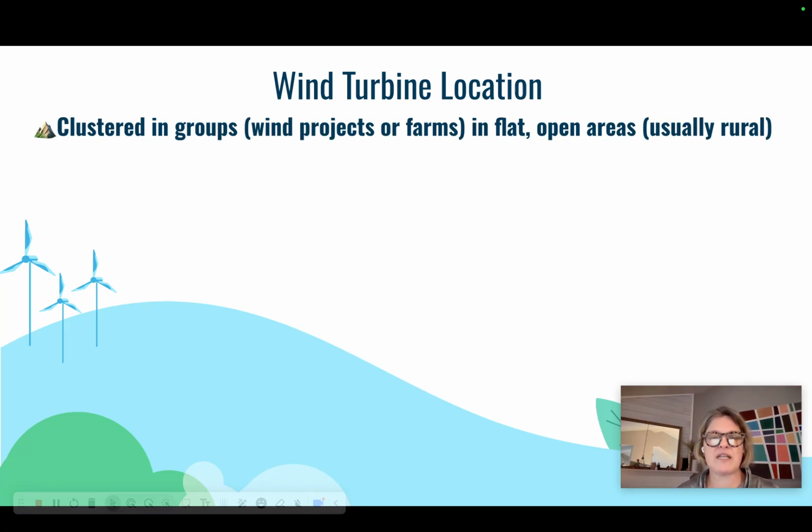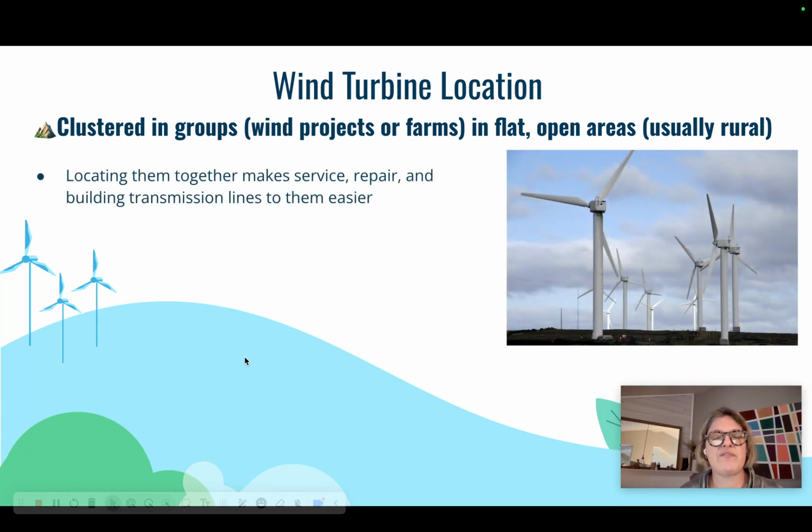Wind turbines tend to be clustered in groups of anywhere from a couple to several, up to huge wind projects or farms like we see off of I-65 heading towards Chicago around the West Lafayette area, around Purdue University, and they tend to be in flat open areas. Usually those are rural areas. Sometimes they're along coastlines or just offshore, out in the ocean a little bit, along the shorelines. So that tends to be where we find them.